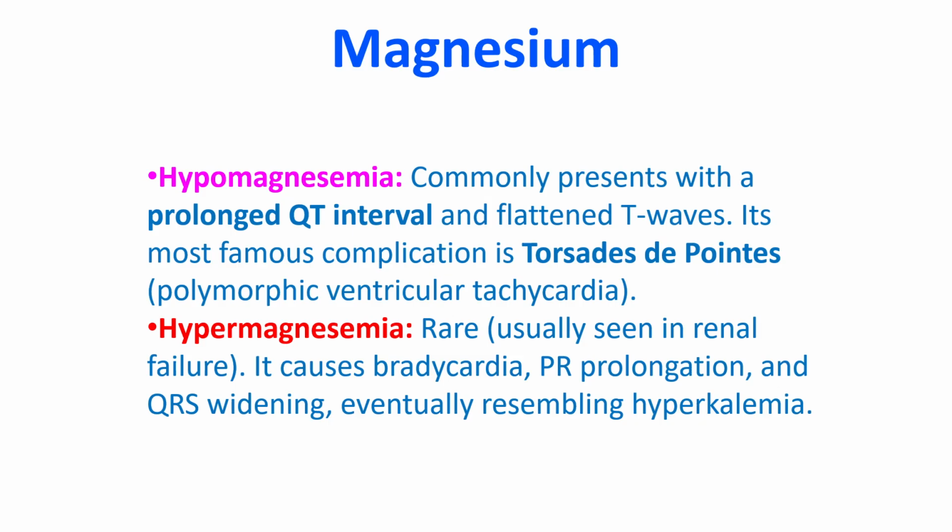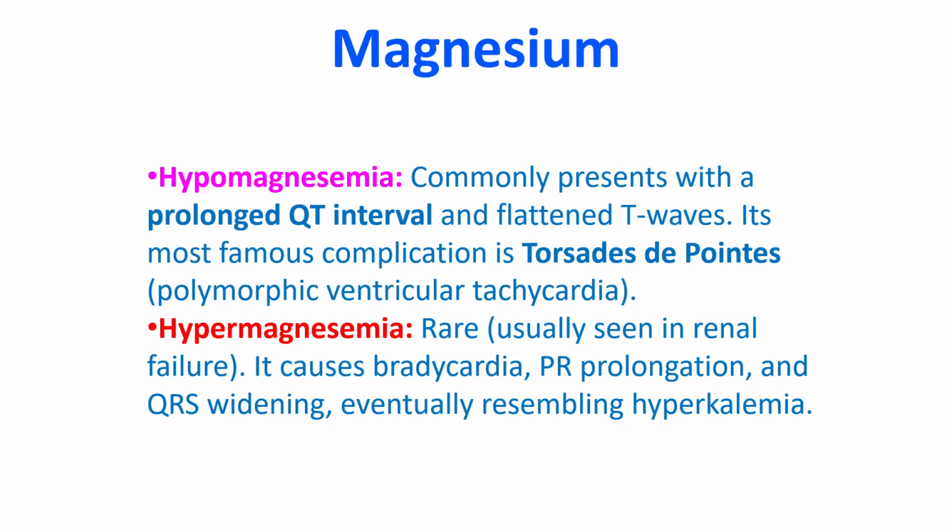Magnesium abnormalities often coexist with potassium and calcium issues, as magnesium is the cofactor for the enzyme transporting those ions in the kidney. Hypomagnesemia commonly presents with a prolonged QT interval and flattened T waves. Its most famous complication is torsades de pointes, or polymorphic ventricular tachycardia.